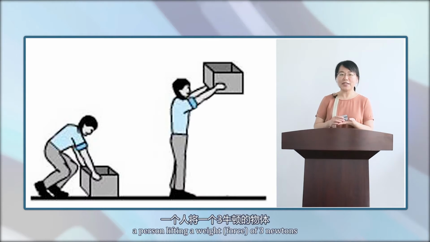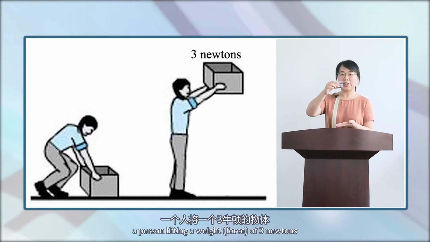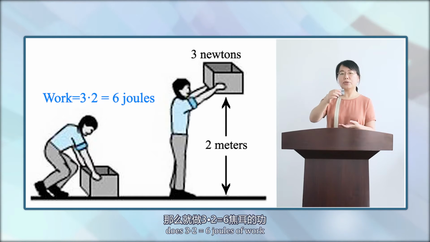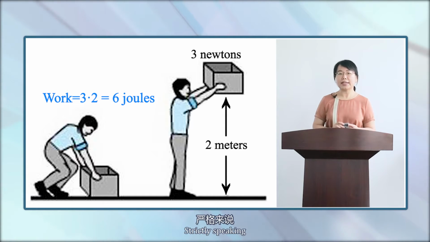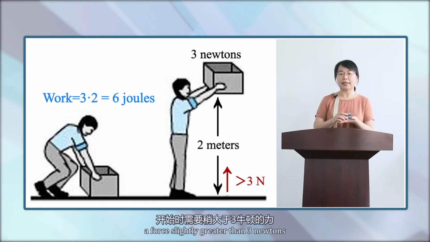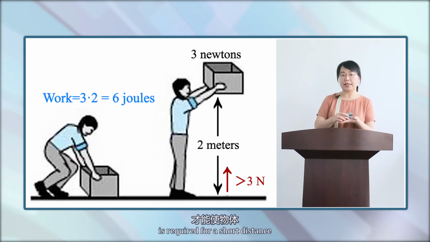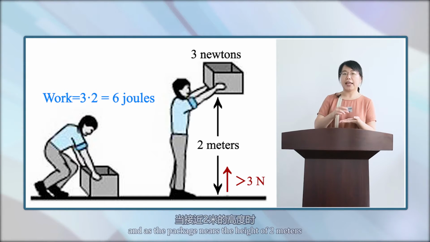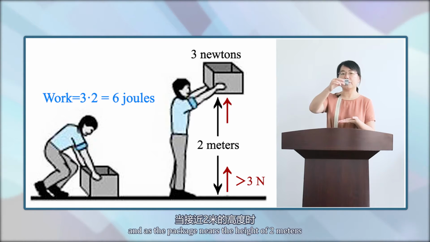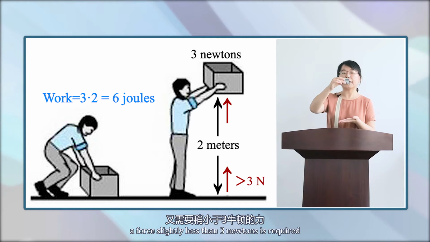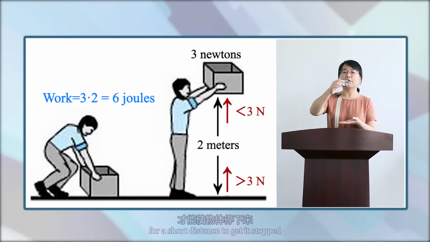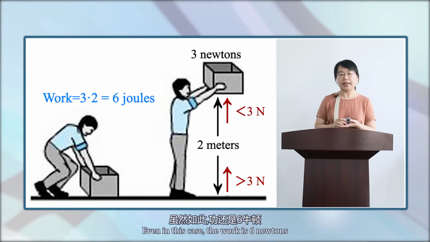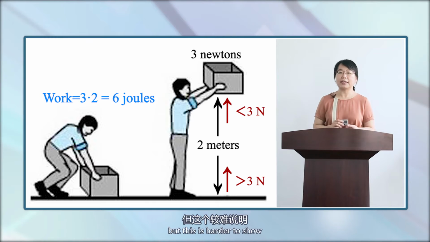For example, a person lifting a weight, with a force of 3 newtons, a distance of 2 meters, does 3 times 2 joules of work. Strictly speaking, a force slightly greater than 3 newtons is required for a short distance to get the package moving upward. And as the package nears the height of 2 meters, a force slightly less than 3 newtons is required for a short distance to get it stopped. Even in this case, the work is 6 joules, but this is harder to show.